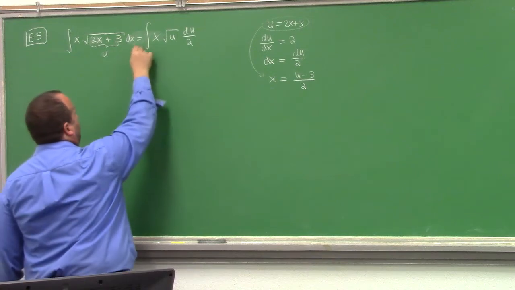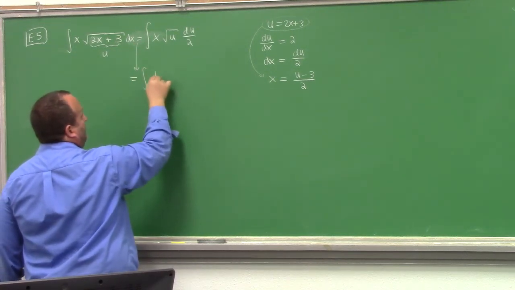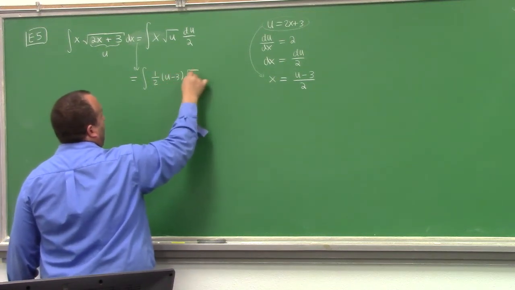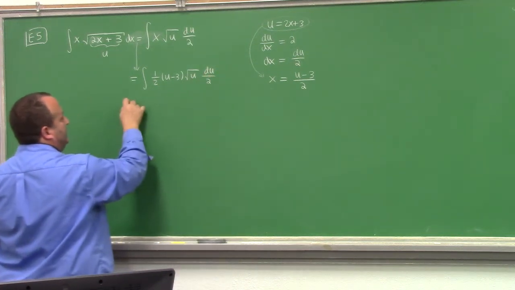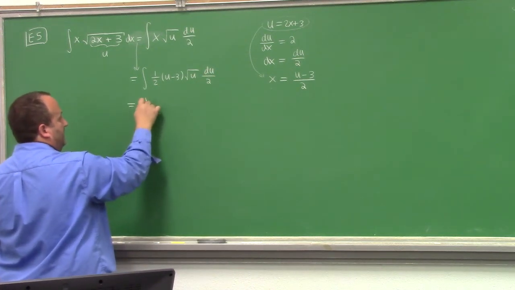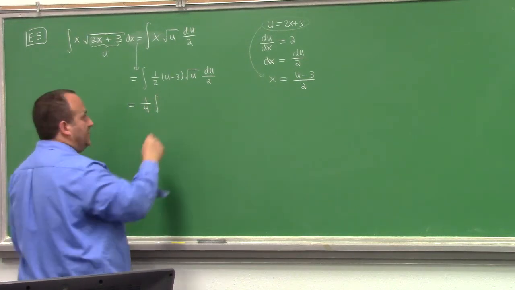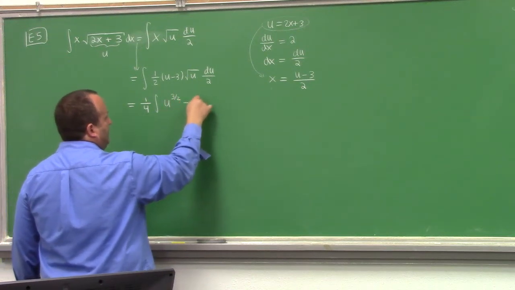And now I plug that in. I've got 1/2 times u minus 3 square root of u. And then I've still got my du over 2 here, right? So let me just clean that up a bit. That's 1/4 integral of what's u times square root of u? That's u to the 3 halves minus 3 times u to the 1/2.